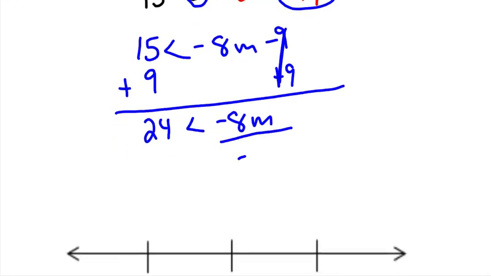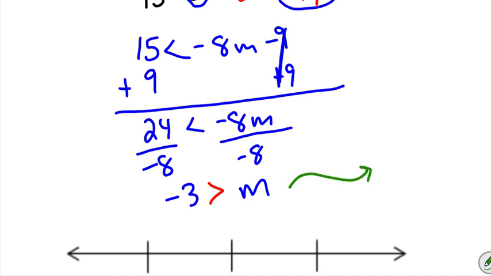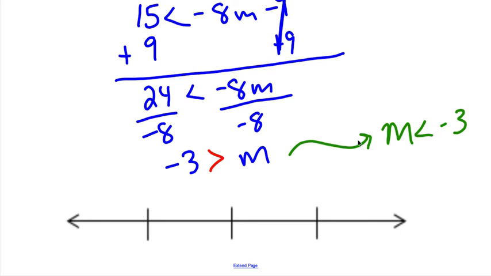Next step, we will divide by the number in front of the variable, so divide by negative 8, and we get negative 3. Right-hand side is m. Again, we just divided by a negative, so we need to flip our sign. But this is also the same thing as saying m is less than negative 3. So, either way is acceptable to write your answer.